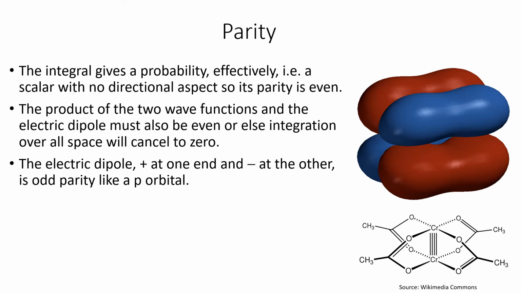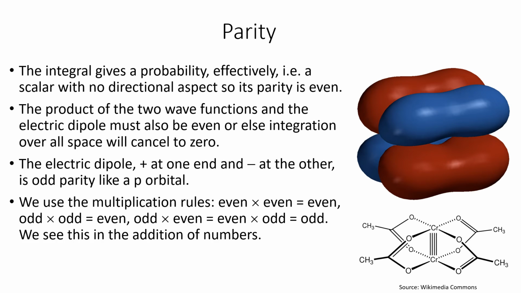Now when you look at the electric dipole vector, because you've got plus at one end and minus at the other end, it's a bit like an arrow. In fact, we depict dipoles with arrows, don't we? And of course these arrows are necessarily odd parity, because when you reflect them through the centre, the arrow is pointing in the opposite direction. A little bit like a p orbital was odd parity, same sort of thing, positive at one end, negative at the other. So we know that the electric dipole vector is going to be odd parity.